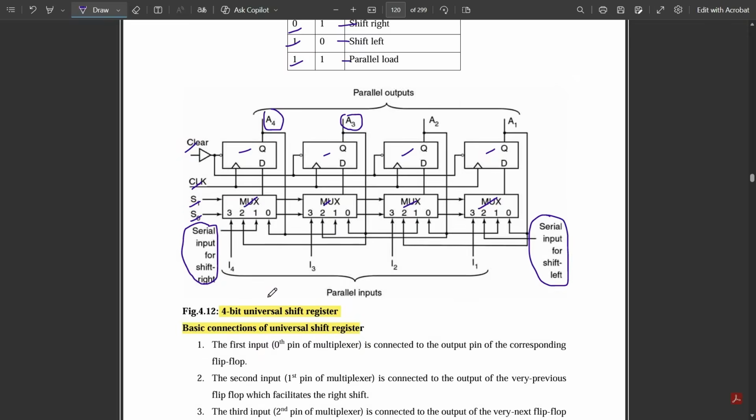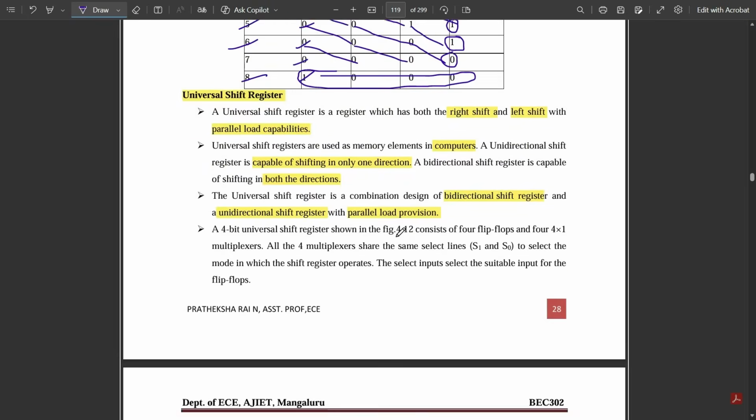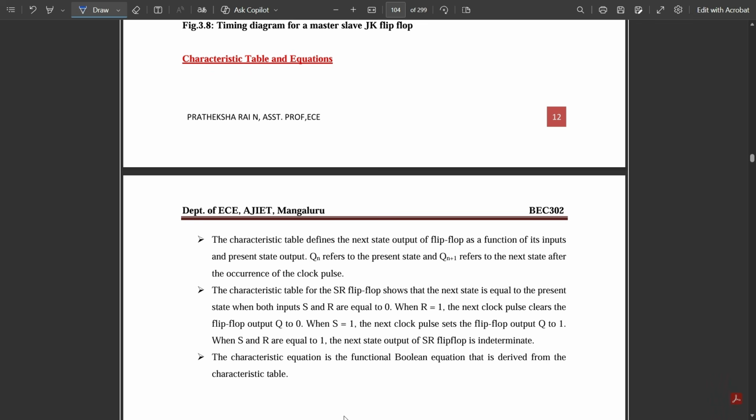So these were the connections, and this is the truth table of a universal shift register, or how it operates. These things under USR are very important. Please note it down.